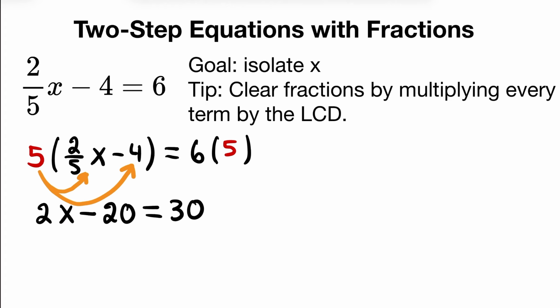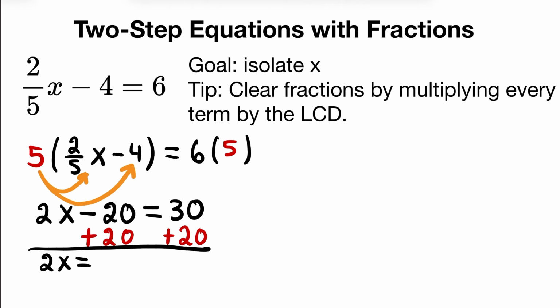Okay, so we have to get rid of this negative 20 because the ultimate goal is to isolate x. So we can move negative 20 by adding 20 to both sides. We'll add 20 on the left and on the right. And notice here that we have 2x equals 50.